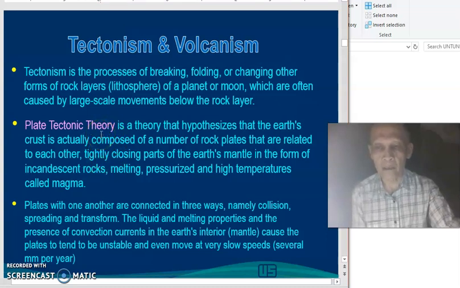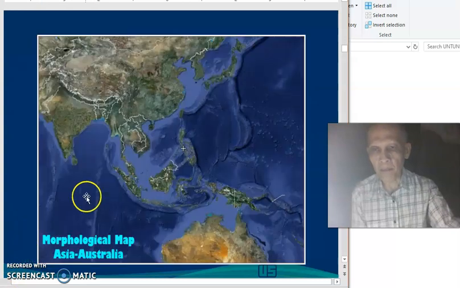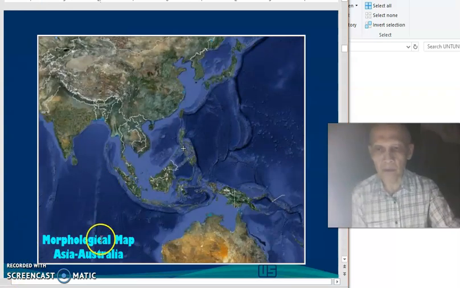Using the plate tectonic theory, it is believed that the earth crust consists of several plates that make up the crust of the earth. This is a map from Google Maps showing the morphology of the area in the earth. We see that, for example, in the ocean there is a deep area, while the continent also has a height or elevation.